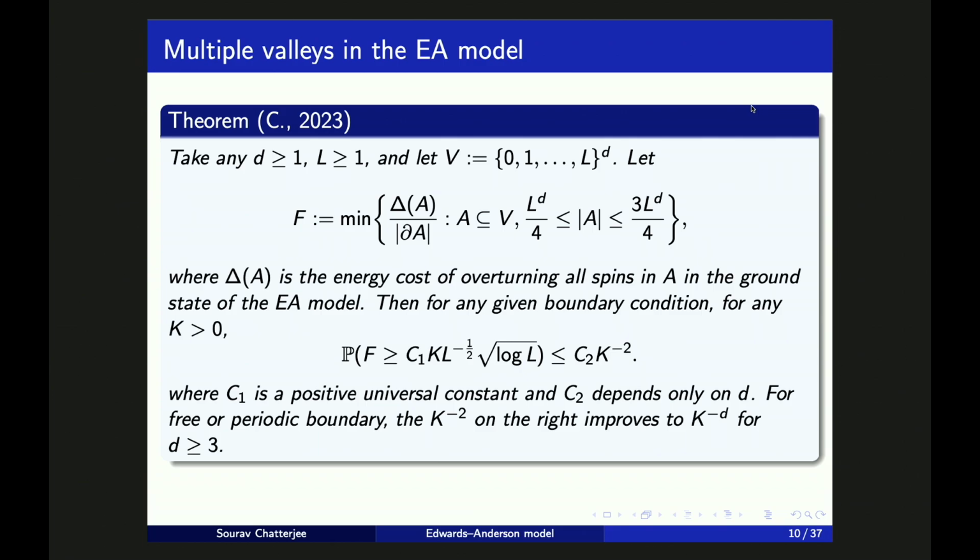The chance that it's bigger than L to the minus half root log L, times K, is small, and this K you can make kind of large, okay? And then for periodic boundary, you can slightly improve it. But there are these exceptional regions, always, in any dimension. So in those exceptional regions, the cancellations work. Yeah. In those.